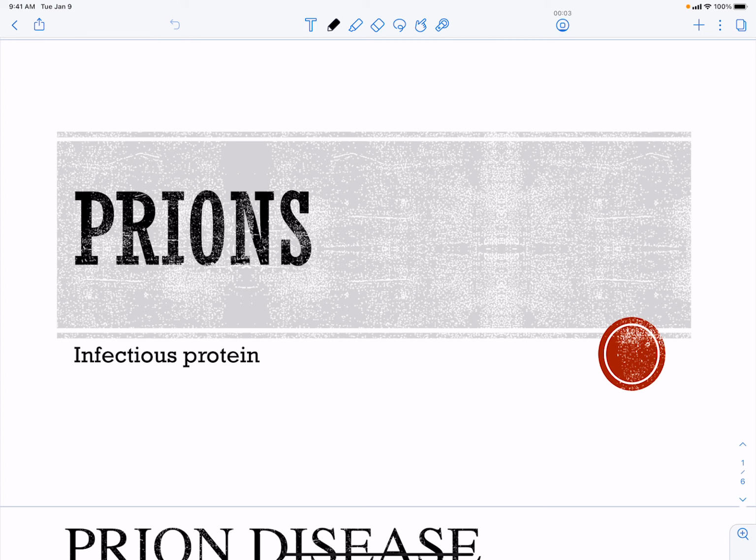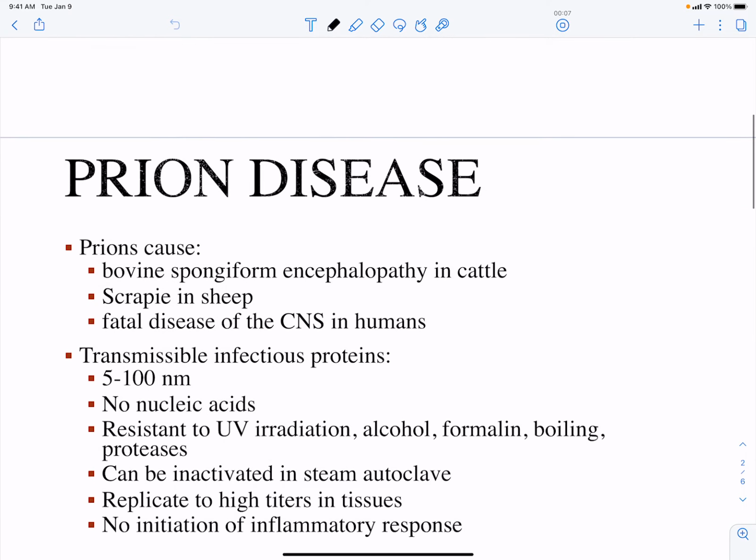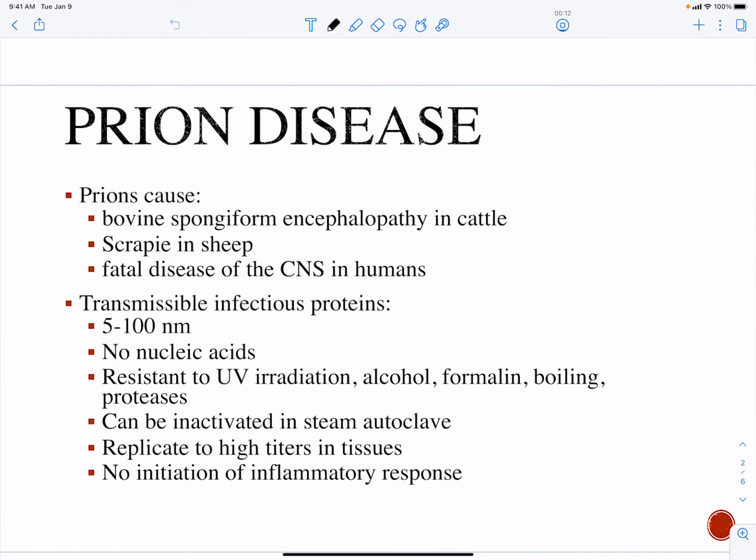So for this lecture, we're going to talk about prions, which are referred to as infectious proteins. Now, prion diseases that are pretty famous are going to be our mad cow disease, for example. But in cattle, it's bovine spongiform encephalopathy, which became contaminating in hamburger meat, and humans who ate the hamburger meat got this prion disease as well, which was referred to as mad cow disease.